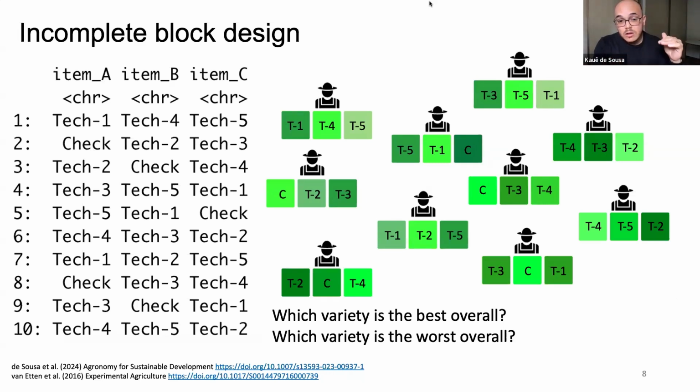And then the farmer will tell you which variety is the best overall for a given trait, in that case, for example, overall performance, and which one is the worst. So then you do a kind of best-worst scaling. You focus on this. So this is much easier for any human brain to operate.